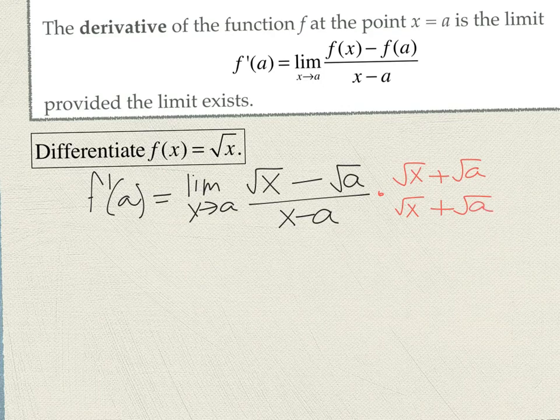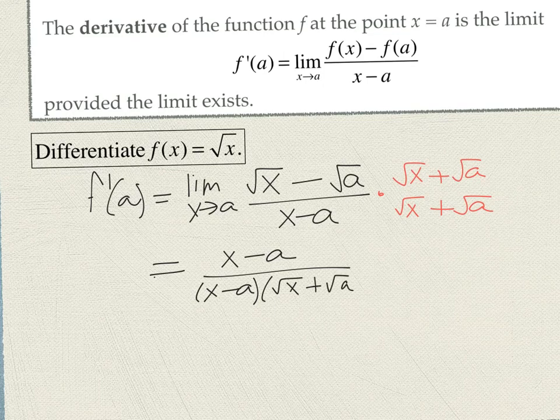Now when you multiply it, on top you get x minus a, and on the bottom, what should you not do? Aiden? Don't expand it. You get x minus a times root x plus root a. The reason you do not expand it is because, as you can see, they cancel. If you expand it, you will not be able to see that they cancel, and you will get the question wrong. So these cancel, leaving you with 1 over root x plus root a.